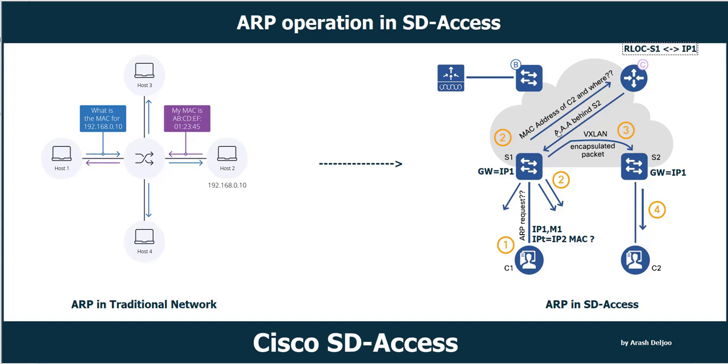This is the same as the first step. And then S1 floods the ARP request out the local ports in the same VLAN as the client that sent the ARP request.